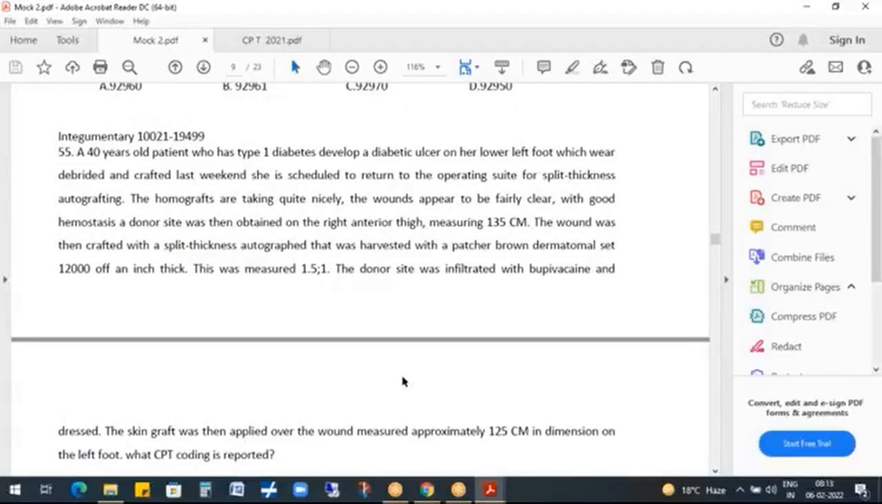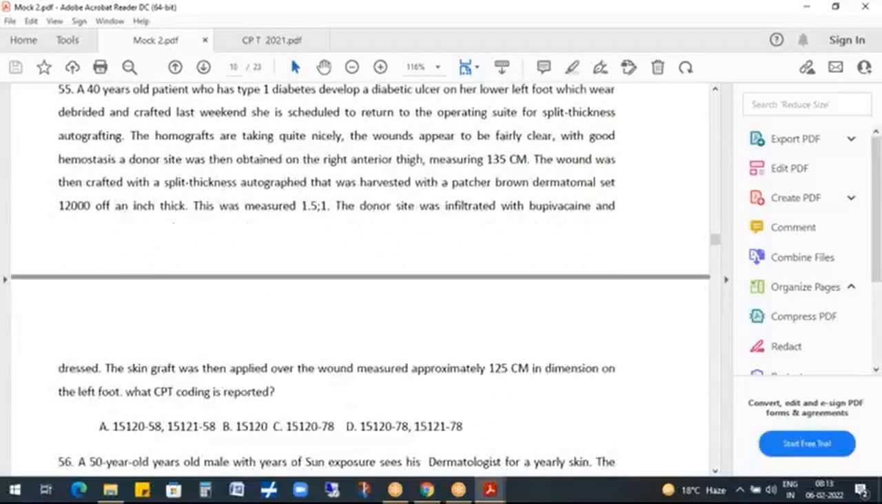A 40-year-old patient, type 1 lower weight debridement crafted last week. She is scheduled to return to the operating room for split thickness autograft. Scheduled to return means what? It's a planned or unplanned? Planned. What is your answer? You coded D. I coded 58 modifier A.